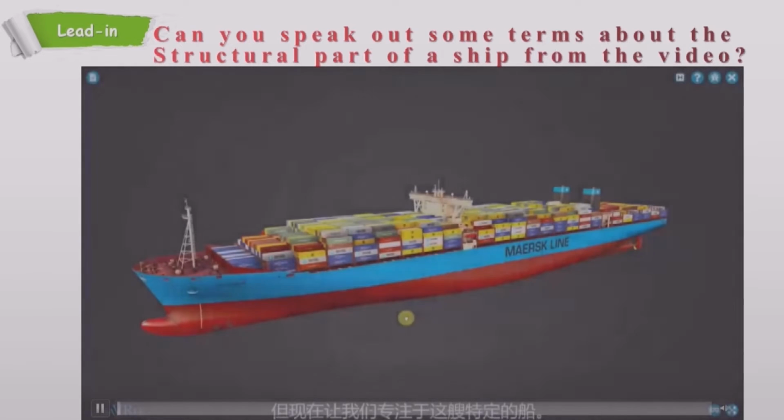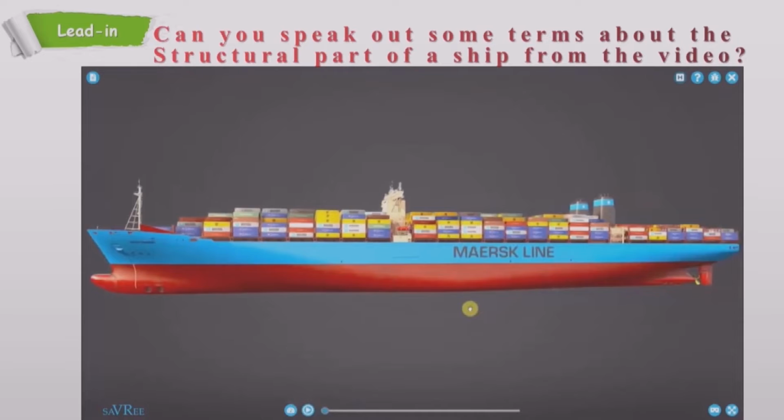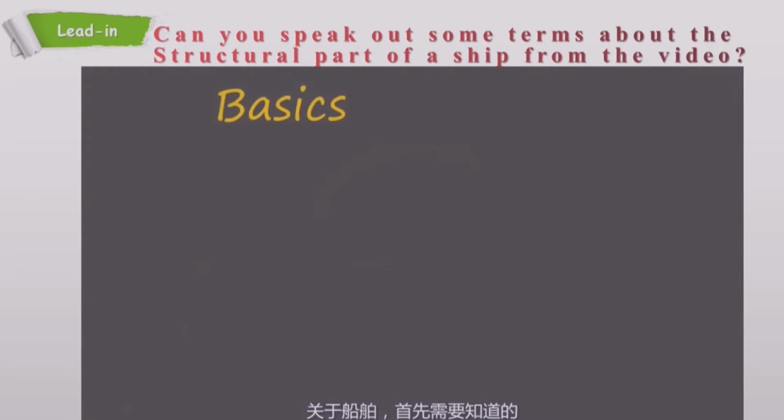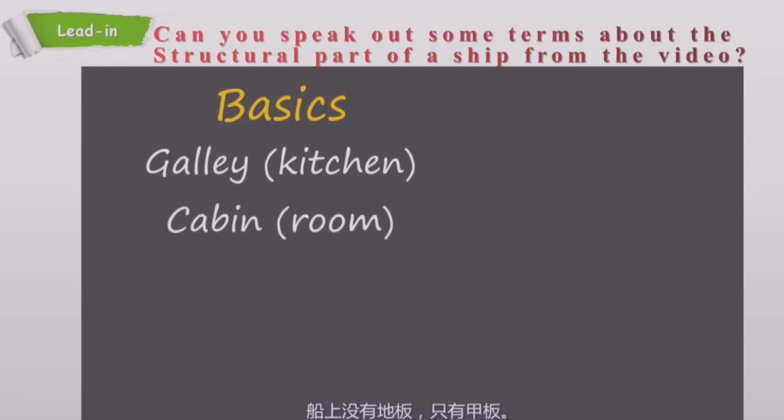Let's stay focused on this particular ship. So let's start with the absolute basics. The first thing you need to know about ships is that everything on a ship has a different name. You don't call a kitchen a kitchen, you actually call it a galley. The place where you live is not a room, it's a cabin. You don't have floors on a boat, you have decks.